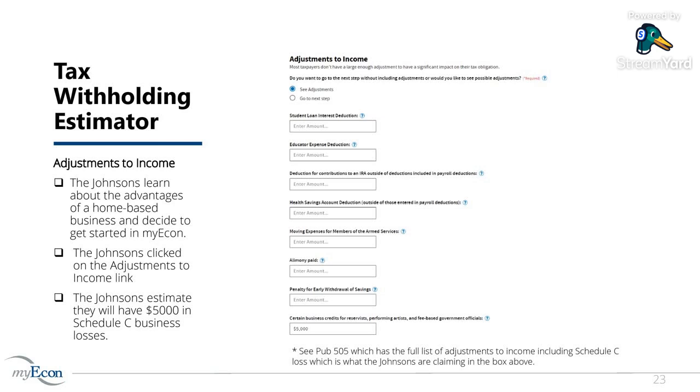Right, so they understand that by writing off the bills that are already coming in, you can start getting money back for these particular bills that were going out. Right, let's correct that mistake. So the Johnsons estimate they will have $5,000 in Schedule C business losses, and that's really where you come into your itemizations, right? So Schedule C business losses, as you see on that line, they will put $5,000, and that's a good estimate to start with for yourself.